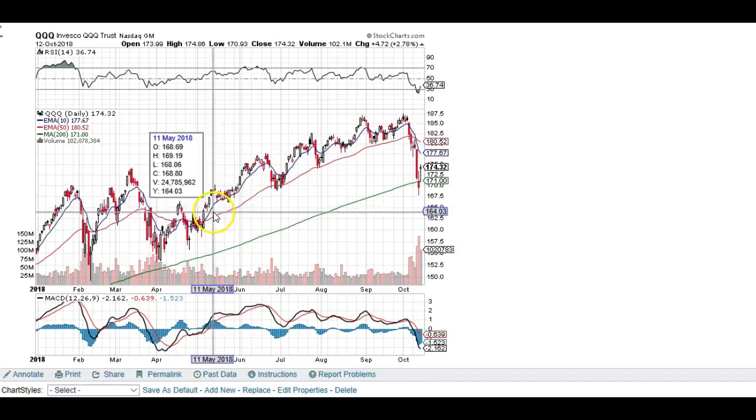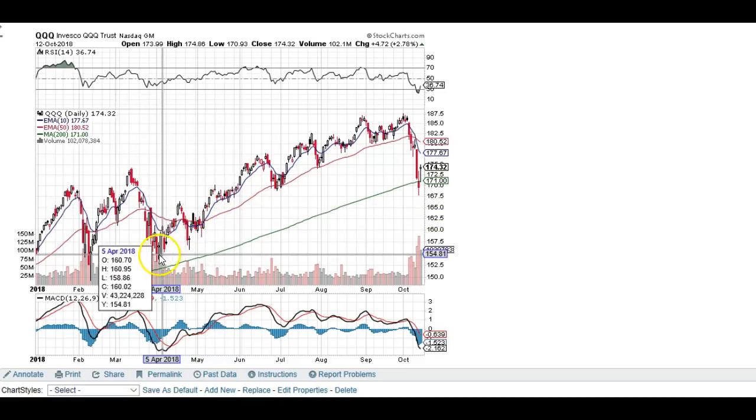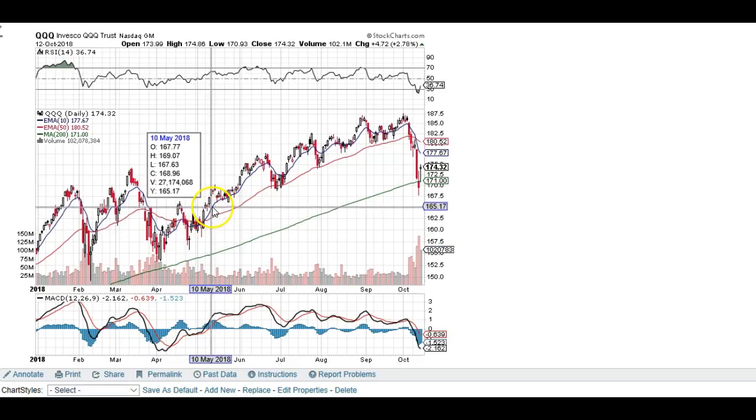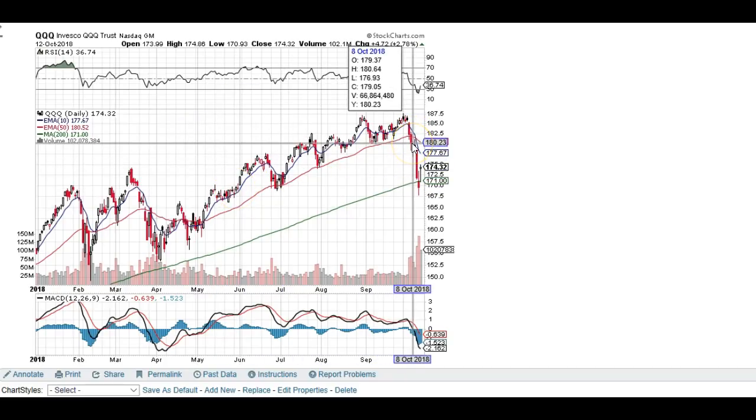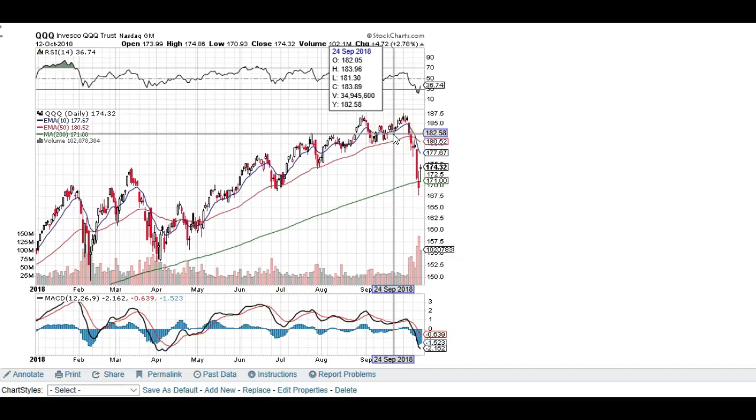So, their entries and exits, this is just an example, but they have entries that get them in that are quantified, and then exits that get them out that are quantified. So they're looking for a big win when the trends do take place.